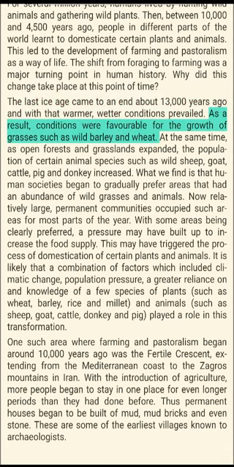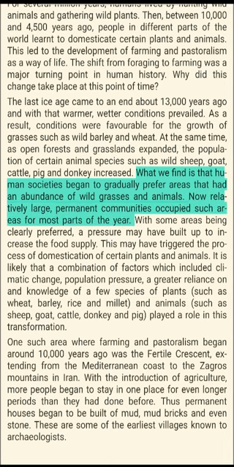The last ice age came to an end about 13,000 years ago, and with that, warmer, wetter conditions prevailed. As a result, conditions were favorable for plants such as wild barley and wheat. At the same time, as open forests and grasslands expanded, the population of certain animal species such as wild sheep, goat, cattle, pig, and donkey increased.